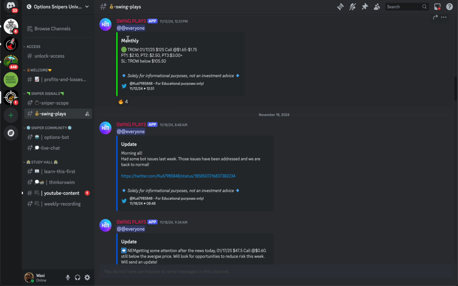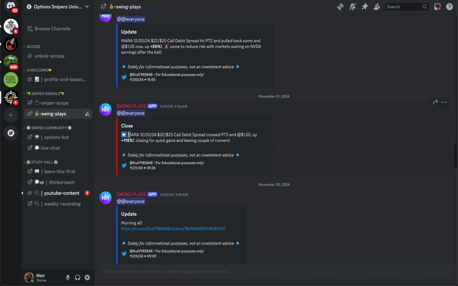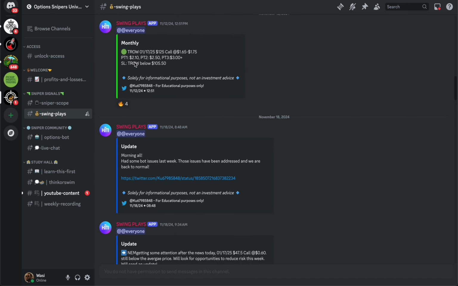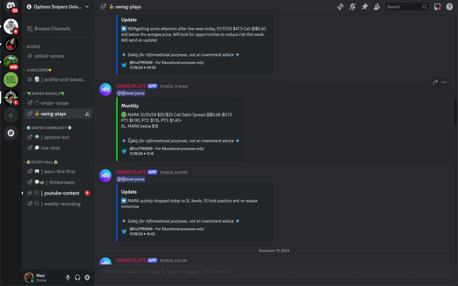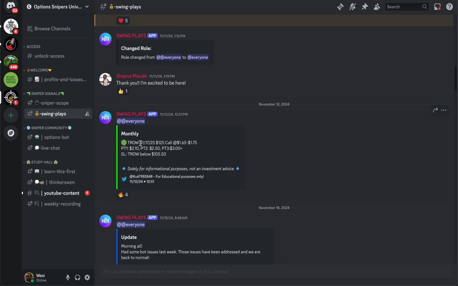It might say daily, it might say weekly, it might say monthly. This example says monthly. When we're opening the trade, we would see green here. The updates would be blue, and closing the position would be red. You want to make sure you're reading the actual information inside the post so that you know you're following the right trade, because we have different trades going on at different times. We had different trades opening even before some were closing. So make sure you're reading it.